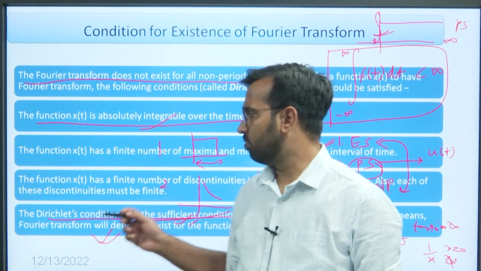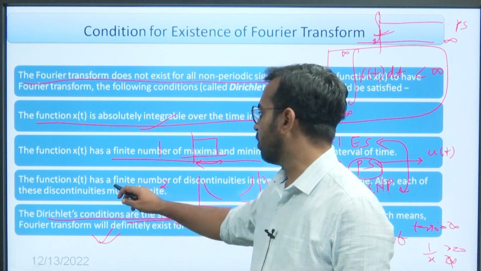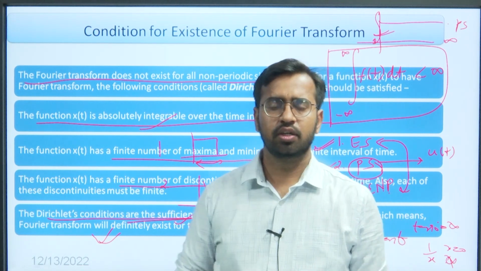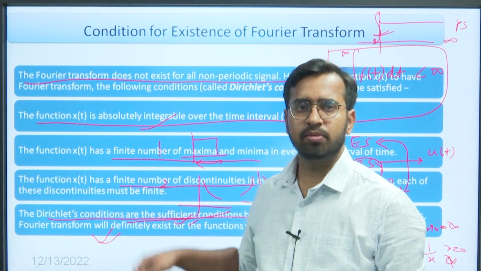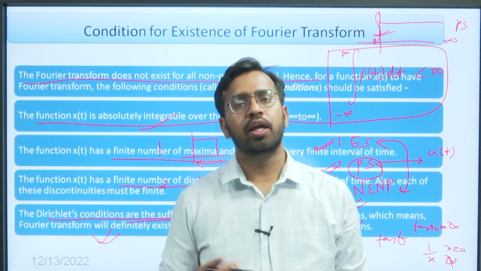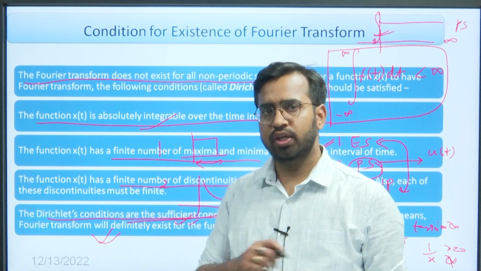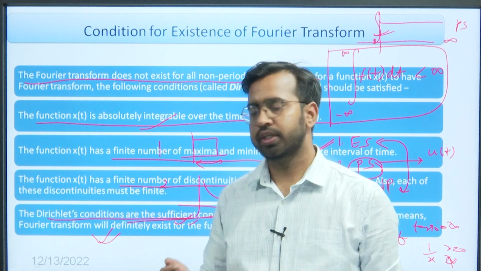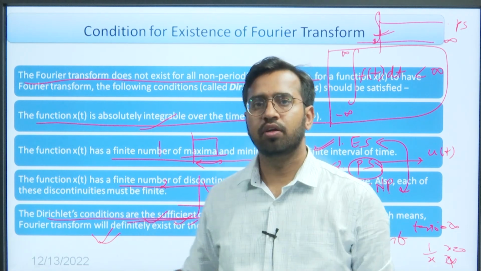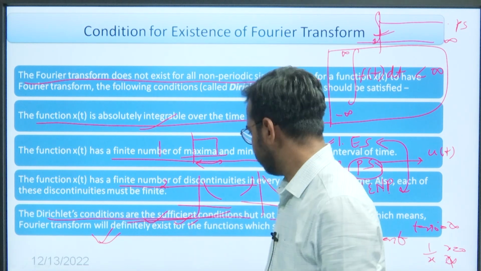The rest two points are the same. What is the second point? The function has a finite number of maxima and minima, and the third point is the function has a finite number of discontinuities. So, these both conditions are similar to those of Fourier series. It should have finite maxima and minima and it should have a finite number of discontinuities. But the only change from Fourier series to Fourier transform is that here the condition is sufficient, not necessary. So you have to keep this in mind.